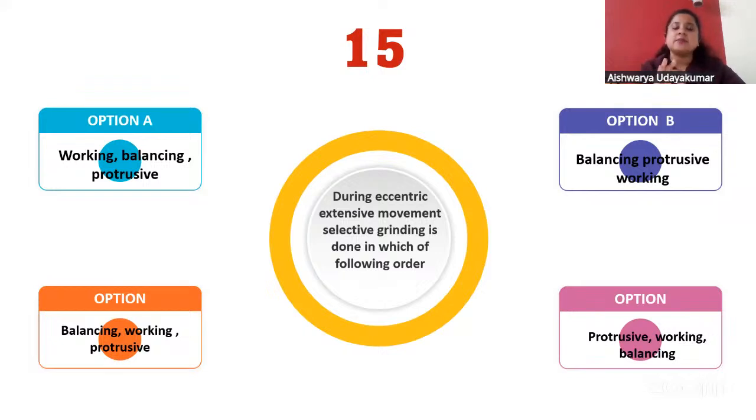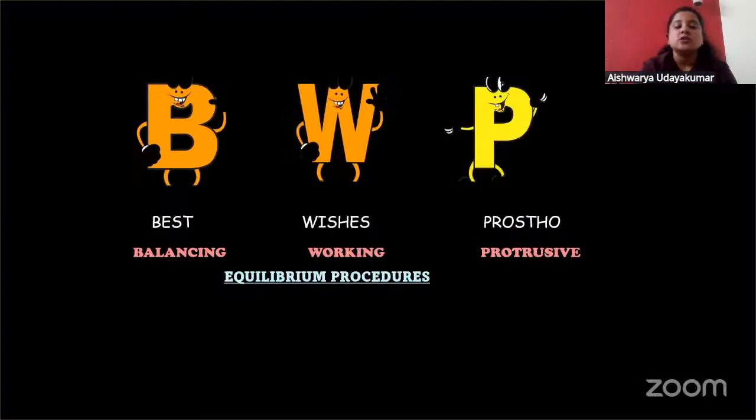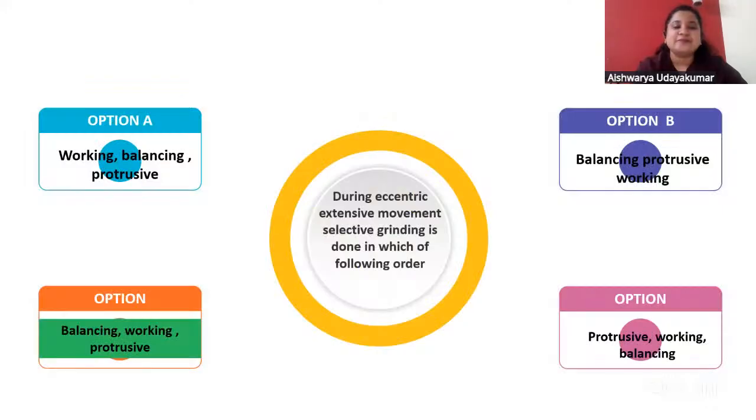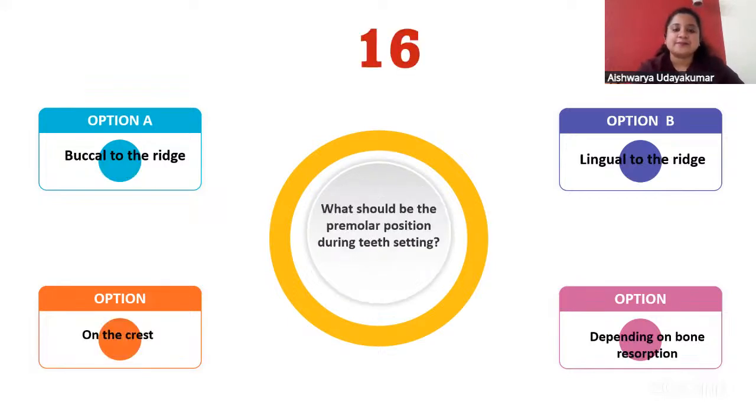Balancing means the movement. When you move the mandible to one side, the side which is functioning is the working side. The side which comes along with it is the balancing side. Then there would be protrusive, that is moving forward. So "best wishes, prosto", balancing, working, protrusive is the order. So the answer is option C.